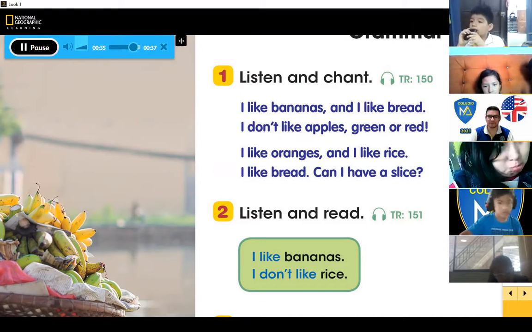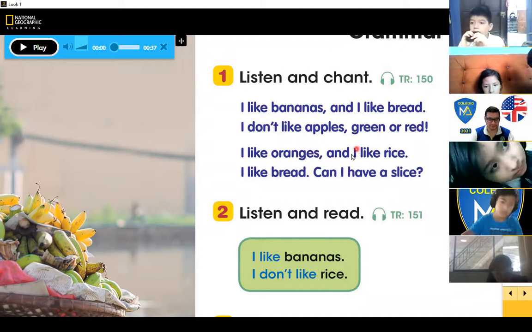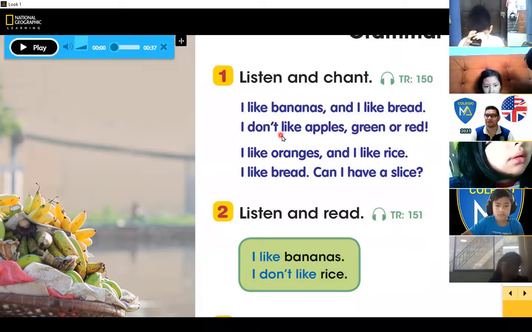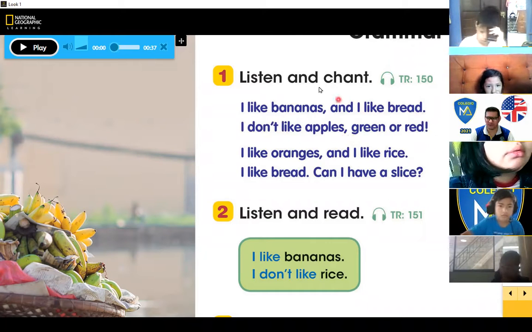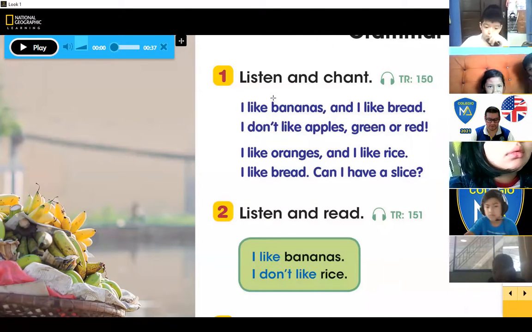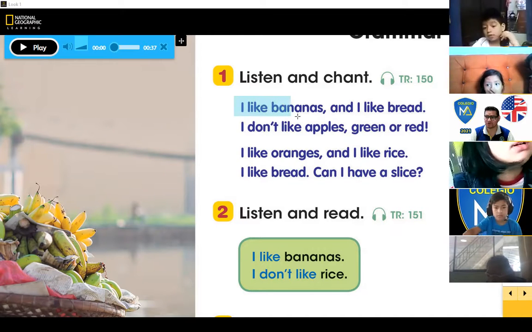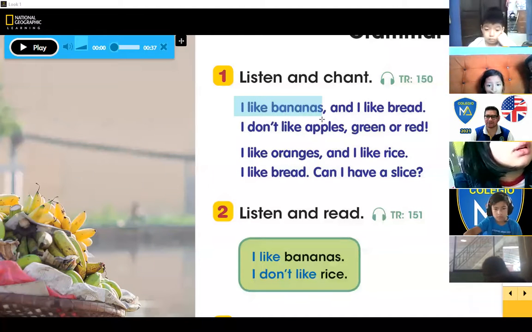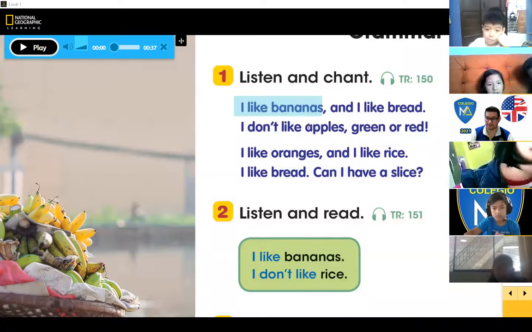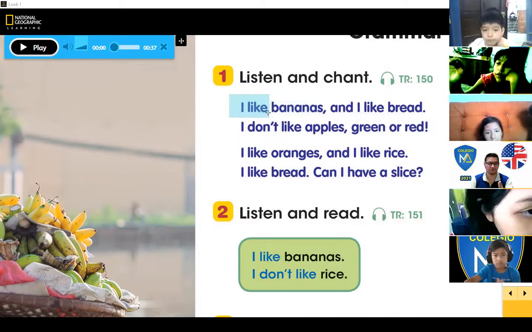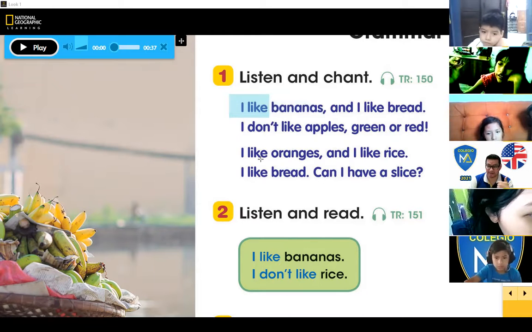Okay, well, students, you have the song that says, I like bananas and I like bread. I don't like apples, green or red. We're using some words here. We are using, for example, I like. When do we use I like? ¿En qué circunstancias utilizo I like para indicar que me gusta? For example, I say, I like bananas. Me gustan las bananas. I like.